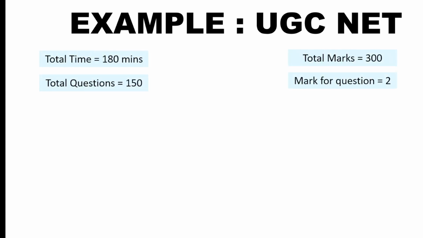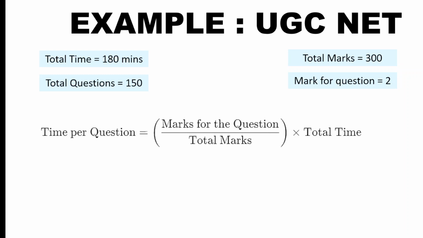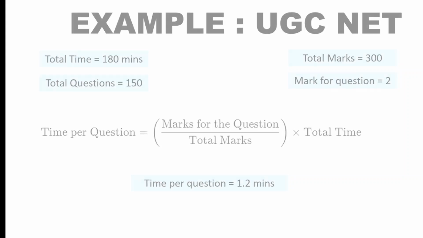Cool. So let's take UGC NET. It's an exam for professorship eligibility. So yeah, total time is 180 minutes, total questions 150, total marks 300, marks for one question is 2. So applying this formula, I get 1.2 minutes. Basically, I can dedicate 1.2 minutes to each question. If I take more, then my performance gets hampered. If I take less than that, that means I'm all good.